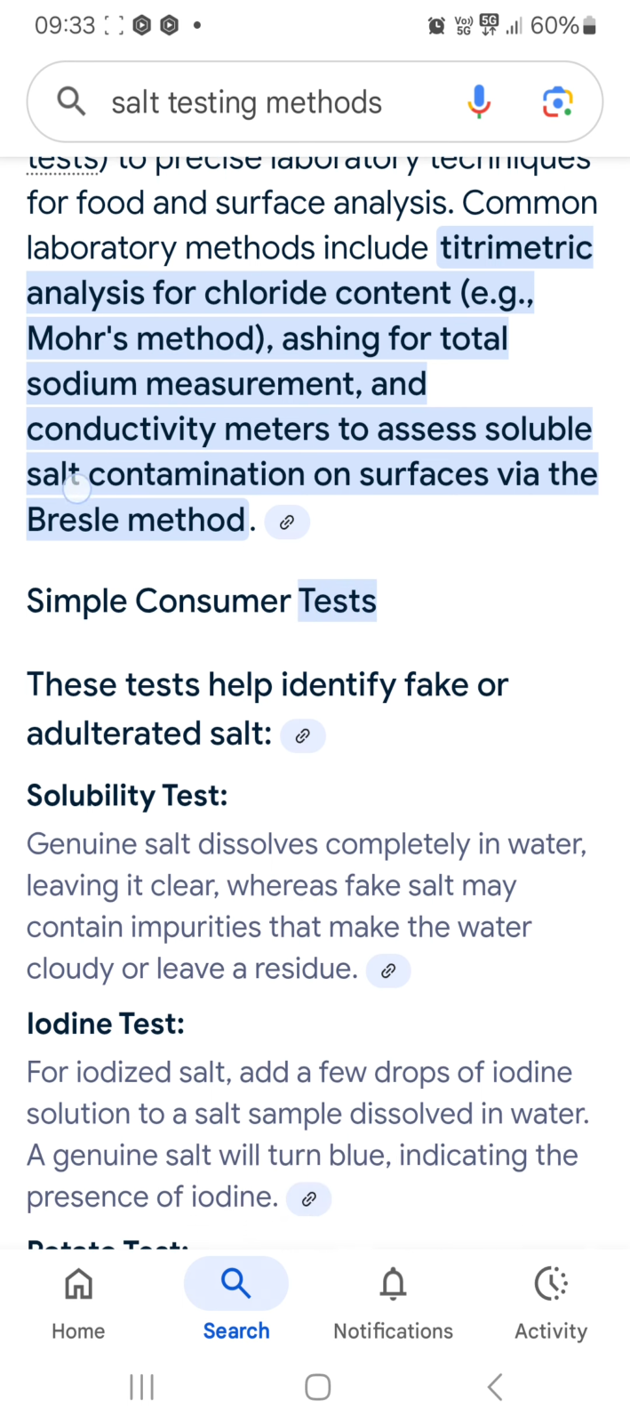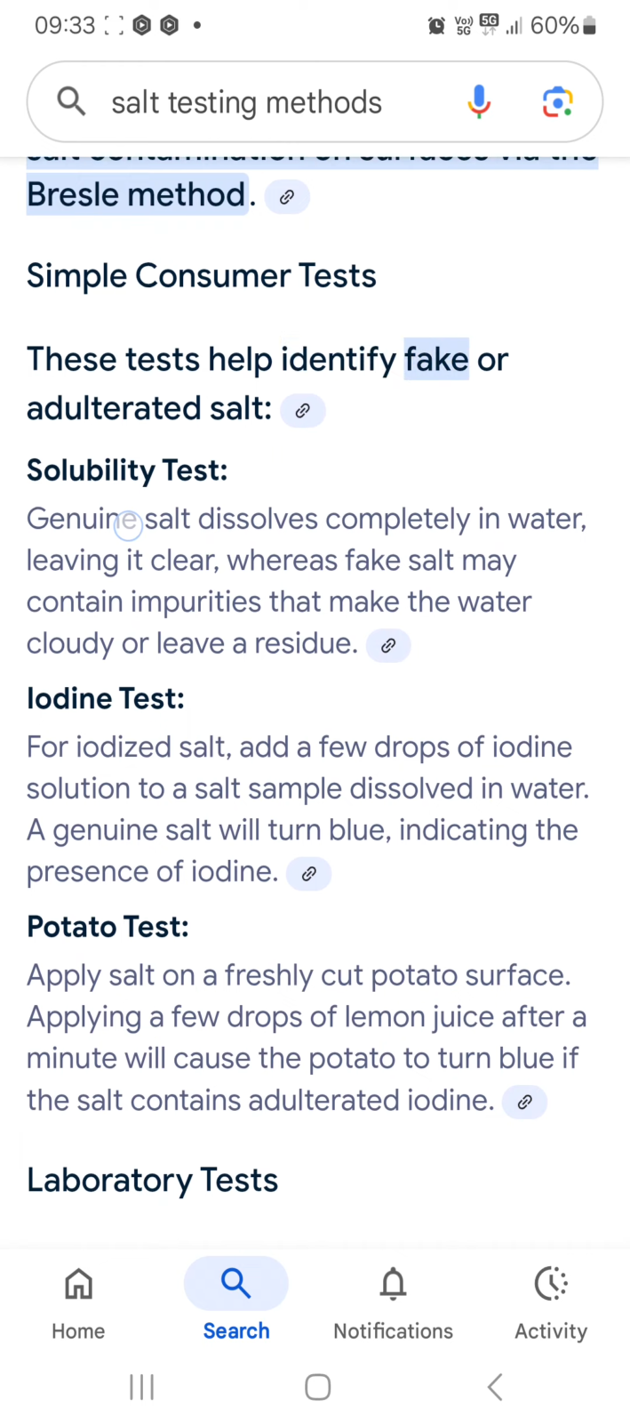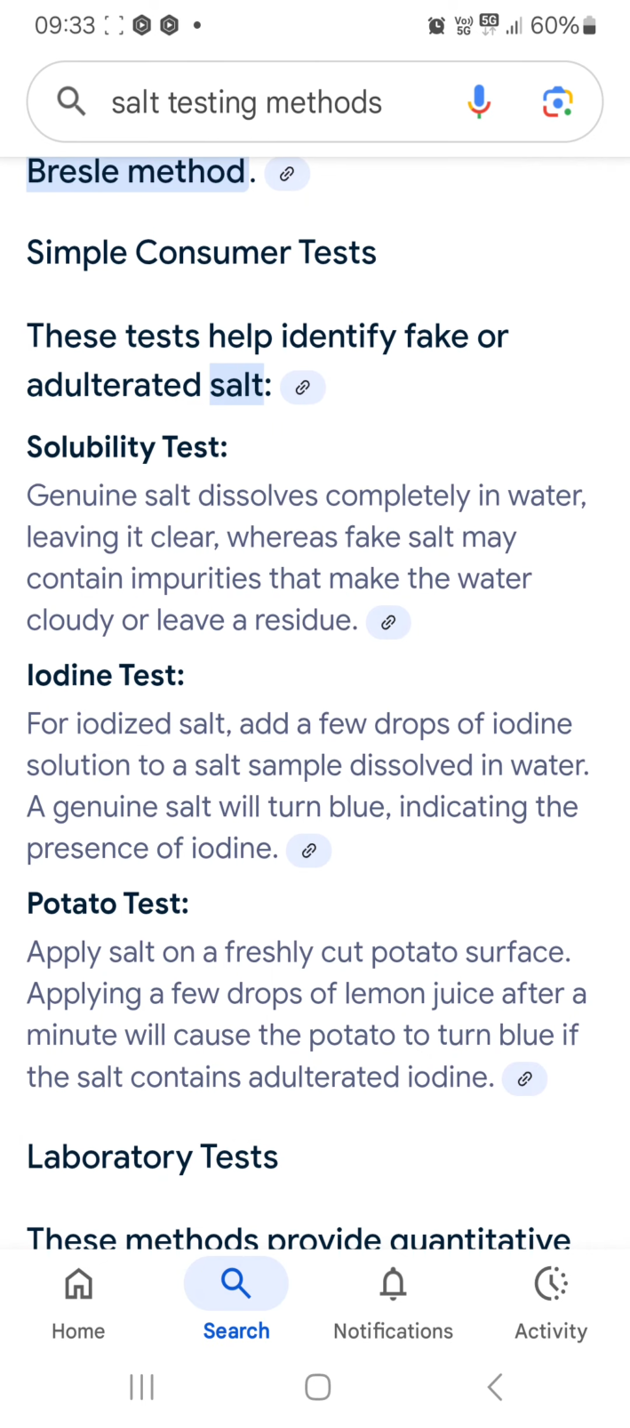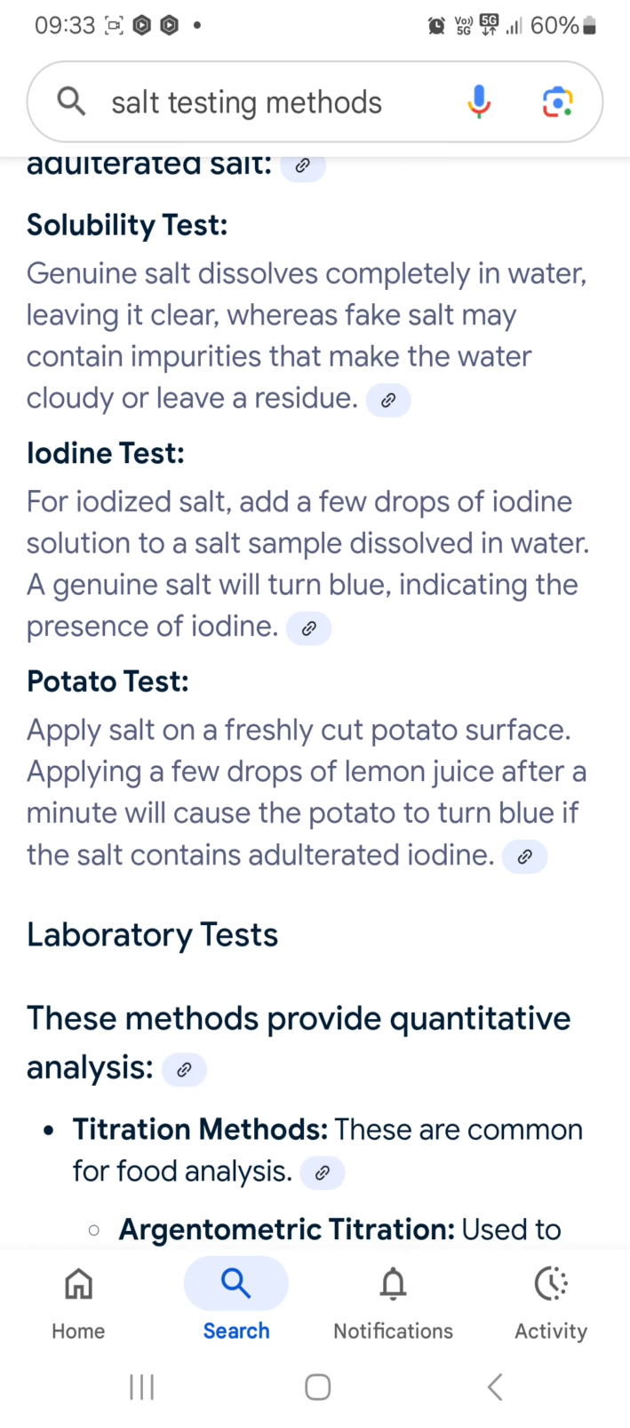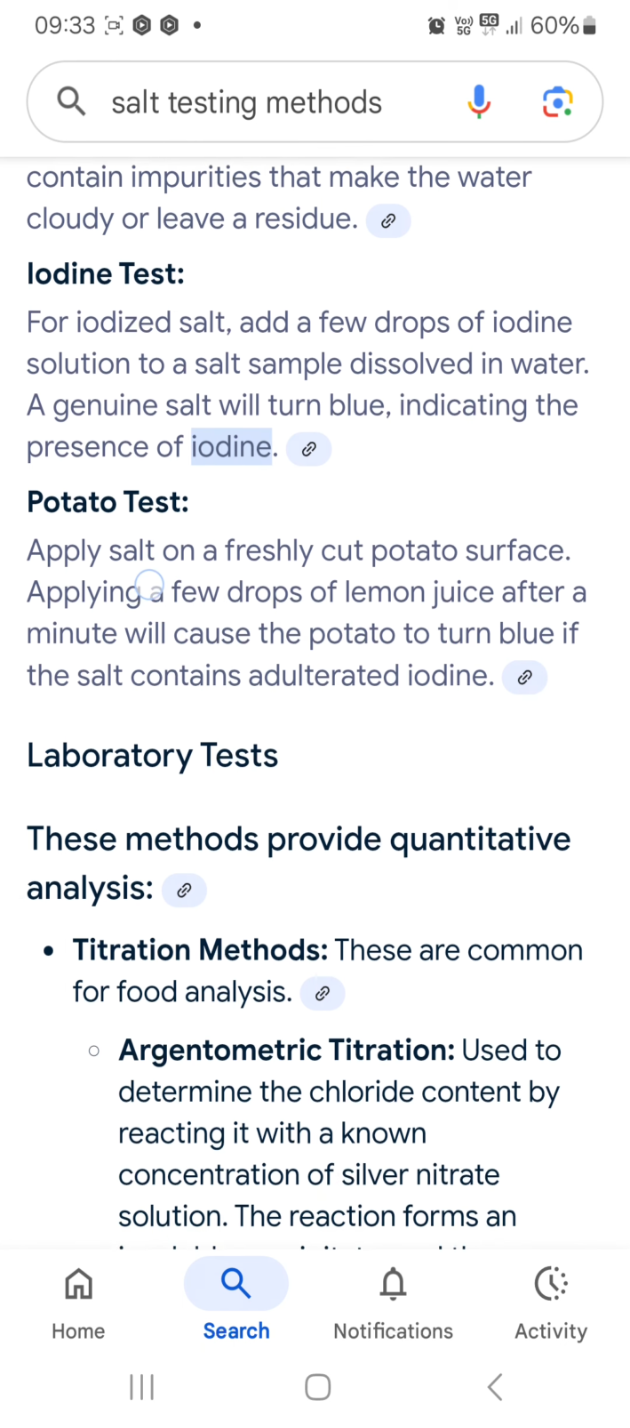Simple consumer tests. These tests help identify fake or adulterated salt. 1. Solubility test. Genuine salt dissolves completely in water, leaving it clear, whereas fake salt may contain impurities that make the water cloudy or leave a residue. 2. Iodine test. For iodized salt, add a few drops of iodine solution to a salt sample dissolved in water. A genuine salt will turn blue, indicating the presence of iodine.